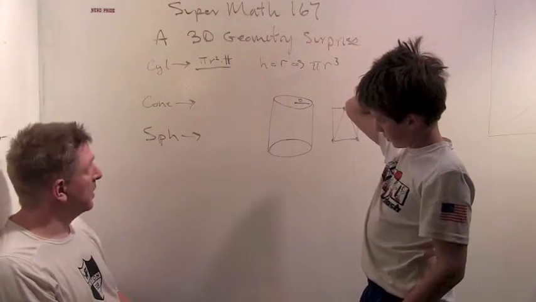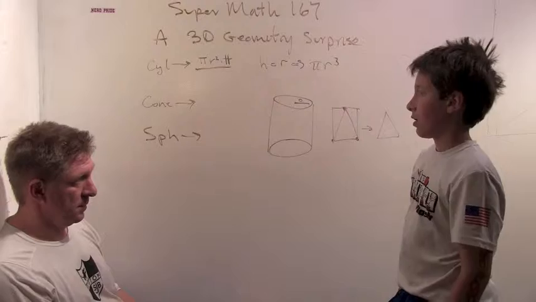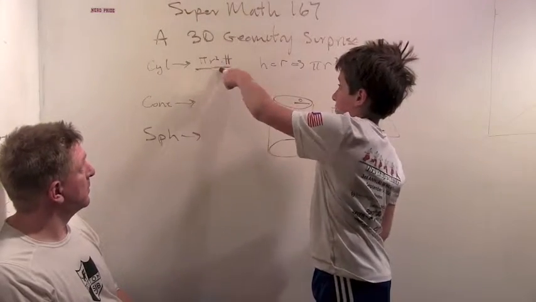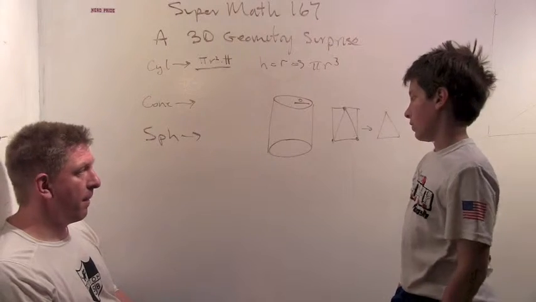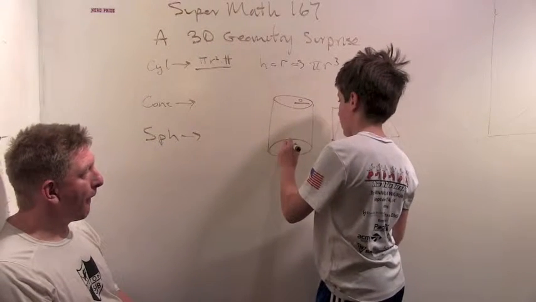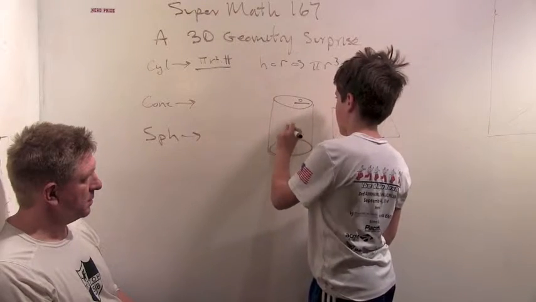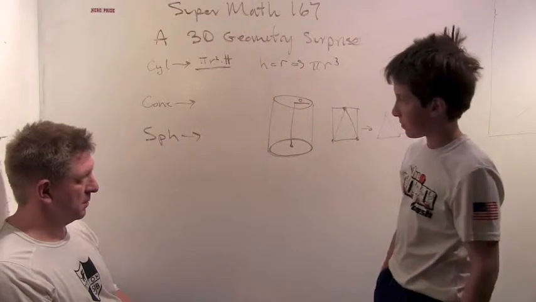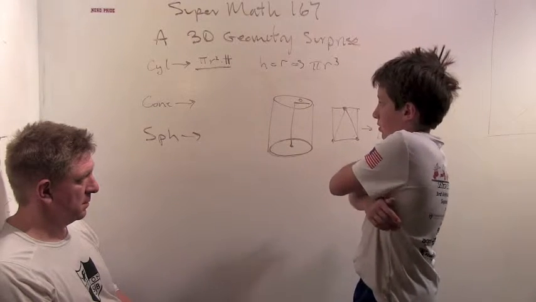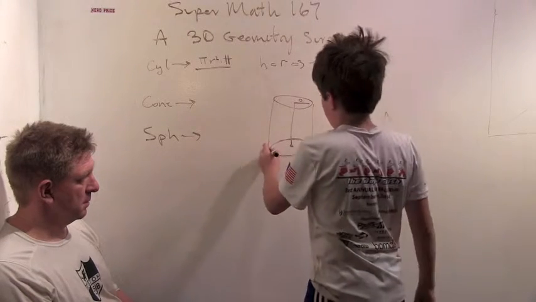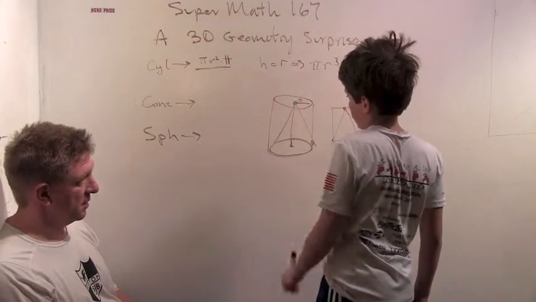Yeah, very good. What would you guess the volume formula for a cone is? I would guess that it would be the same, pi r squared times height. How come? Well, the area of the base is the same, and the height would be the same. But yeah, the volume is definitely less.